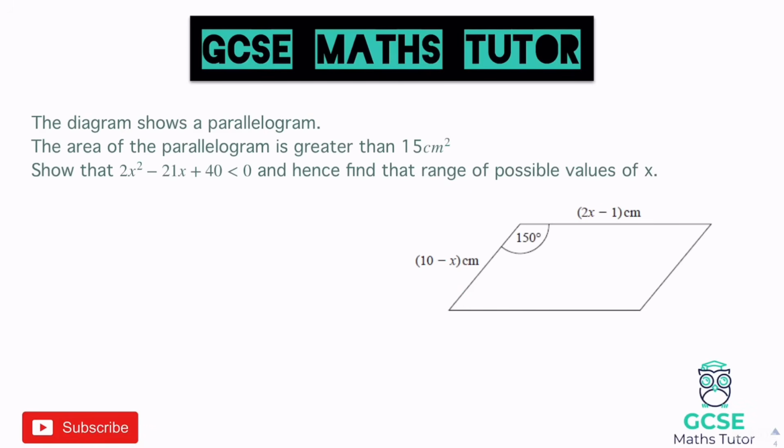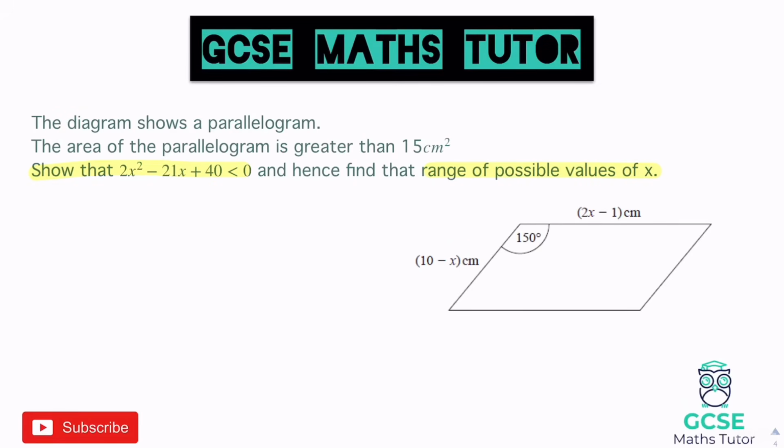Now personally I think this is probably one of the hardest out of the bunch here, because we're going to have to apply a little different bit of maths. It says the diagram shows a parallelogram and the area of the parallelogram is greater than 15. Show that 2x squared minus 21x plus 40 is less than 0, and hence find the range of possible values of x. This is quite nice actually, because it says show that this is less than 0, and then find the range of possible values of x. In an exam scenario, if we didn't manage to show that it was 2x squared minus 21x plus 40, we could still go about factorising and solving that to find the range of possible values. But we are actually going to go about showing it. Let's have a look at how we do that.